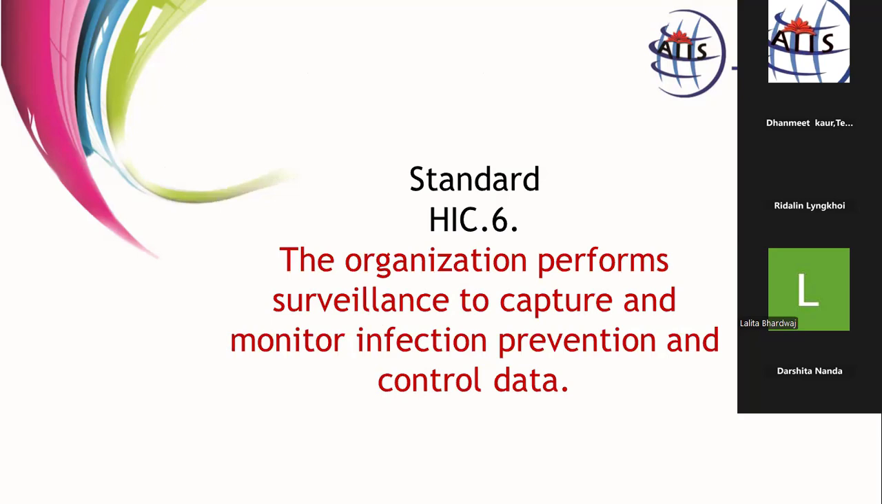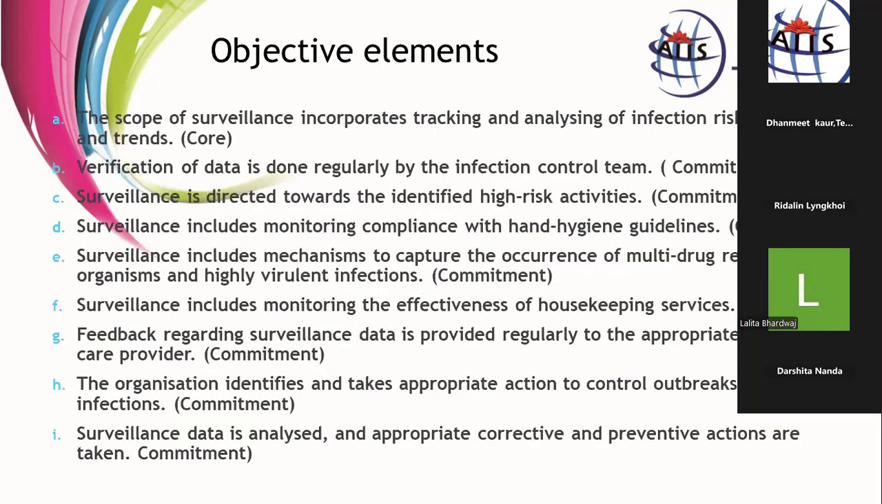HIC 6: the organization performs surveillance activities to capture and monitor infection prevention and control data. The scope of surveillance, as I already told you, is surveillance activities for tracking and analyzing the infection risk, rate, and trend. This is the core element. This activity is done by the infection control team.